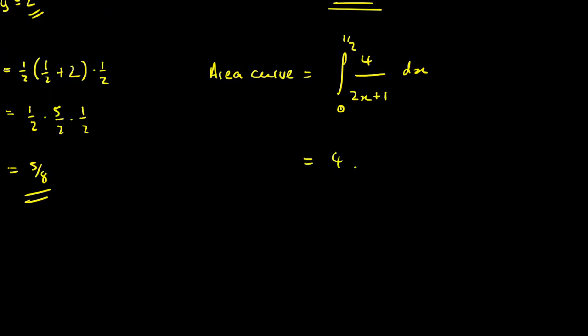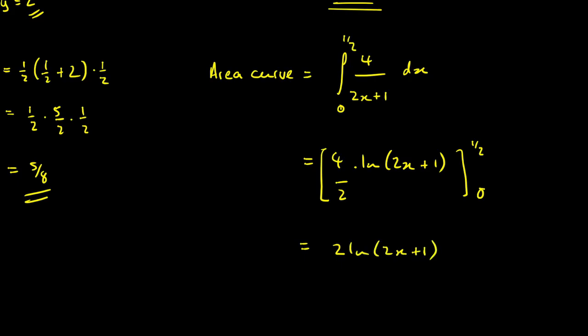Well, we've got 1 over 2x plus 1, which integrates to give the natural log of 2x plus 1. And then we've got to take the coefficient of x, which is 2, and divide by 2. So we've got that there. And we're integrating that between 0 and a half. So that's the same thing as 1/2 ln(2x plus 1), integrated between 0 and a half.